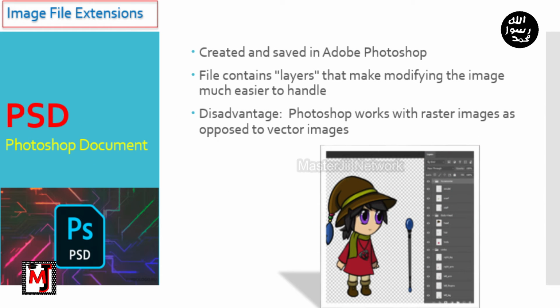The fifth one is PSD, Photoshop Document. PSDs are files that are created and saved in Adobe Photoshop, the most popular graphics editing software ever. This type of file contains layers that make modifying the image much easier to handle. This is also the program that generates the raster file types discussed previously. The largest disadvantage to PSDs is that Photoshop works with raster images as opposed to vector images.